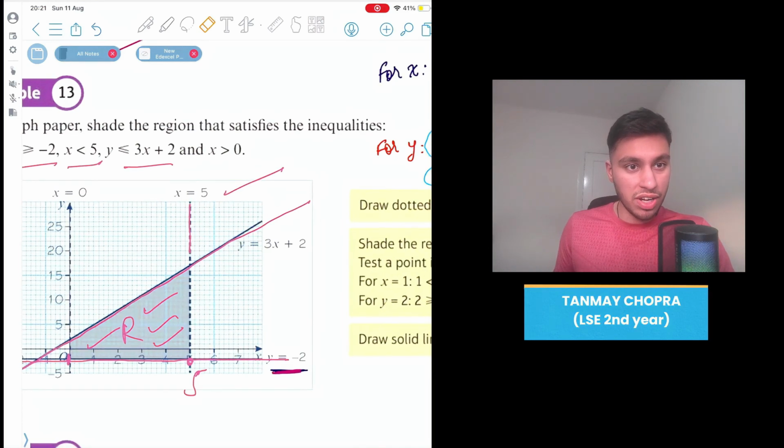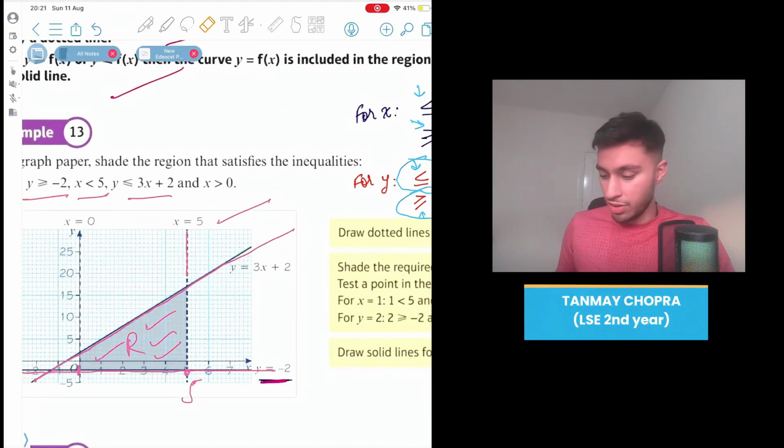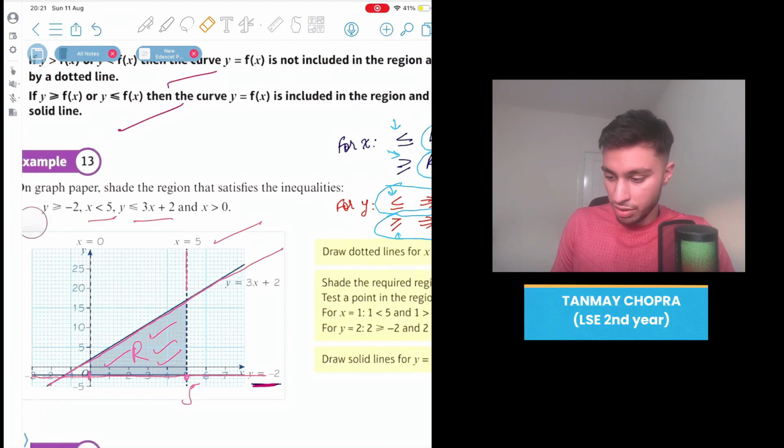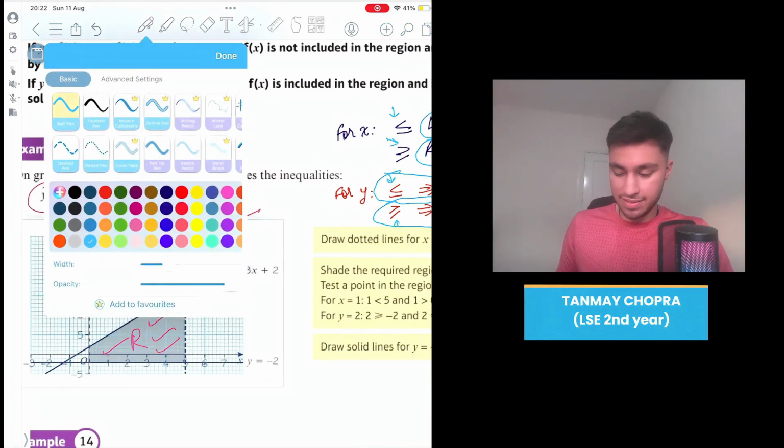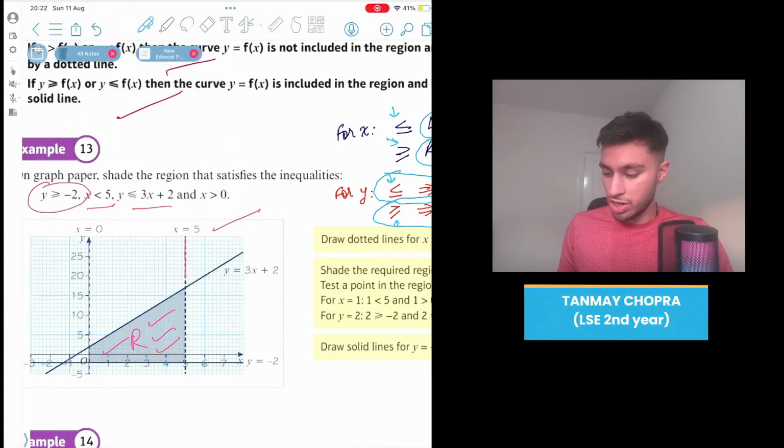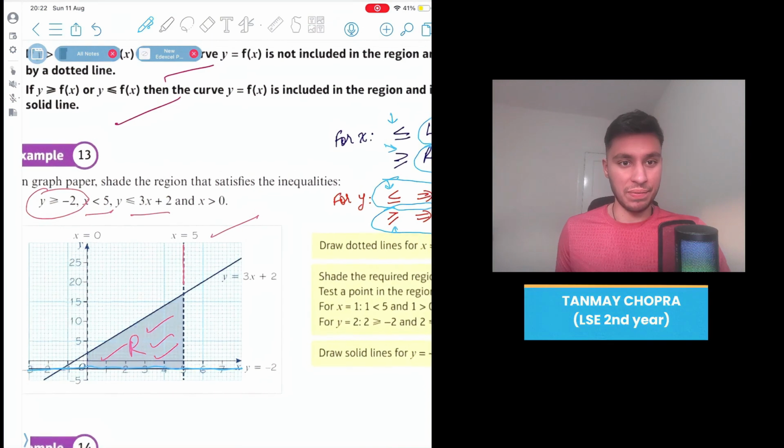Now, when you have y is greater than or equal to -2, that's the first inequality. It's saying -2 is included. So we are interested in a solid line. I'm going to clear the graph so that you can see what we have drawn here. Right on -2 is a solid line, isn't it? It's not a dotted line. It's a solid line, as you can tell. So hopefully the concept is clear.